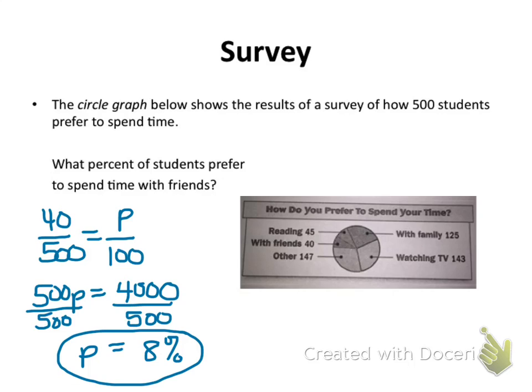Note also that on the circle graphs, the section given to that represents 8% of the total degrees in a circle. So there's 360 degrees in a circle. The size of that is relative to the percentage. So 8% of 360 tells you the number of degrees that is that section of the circle, and there's 8% that prefer to spend time with friends.